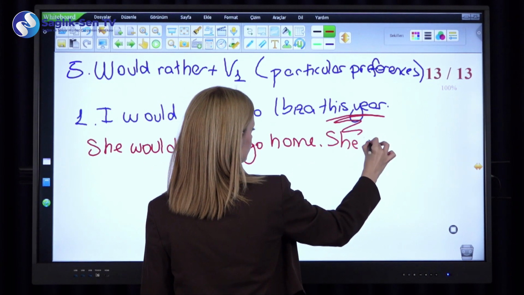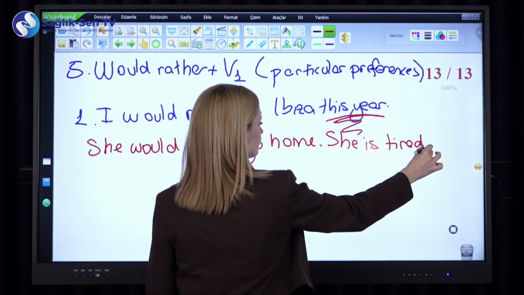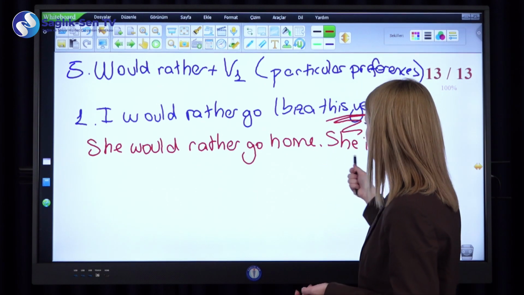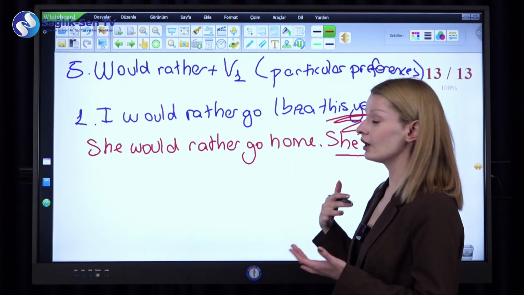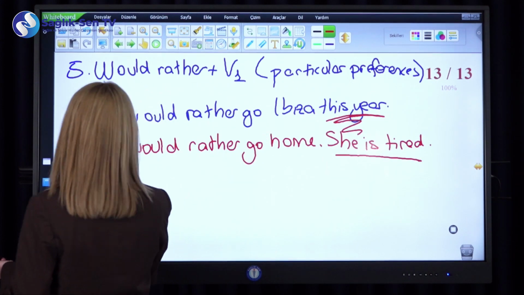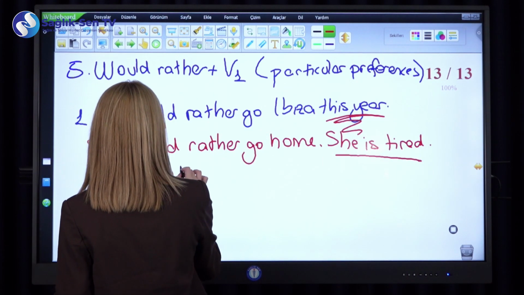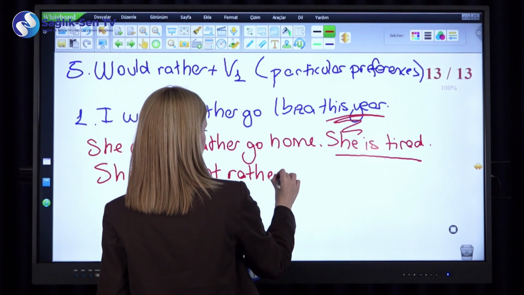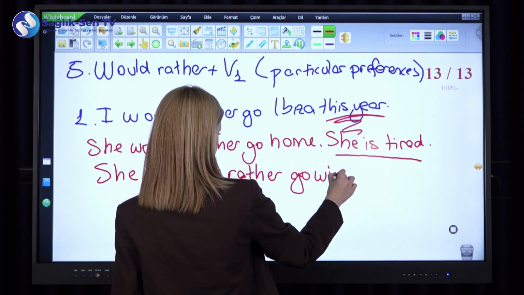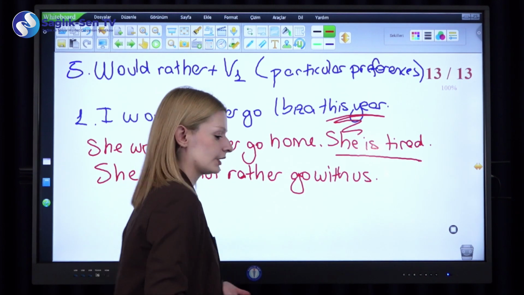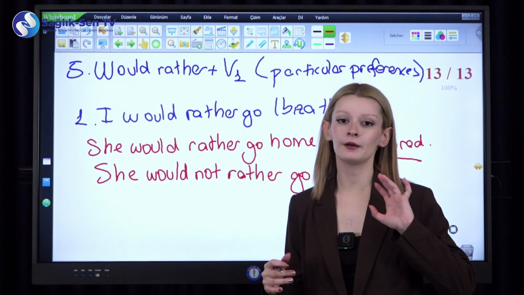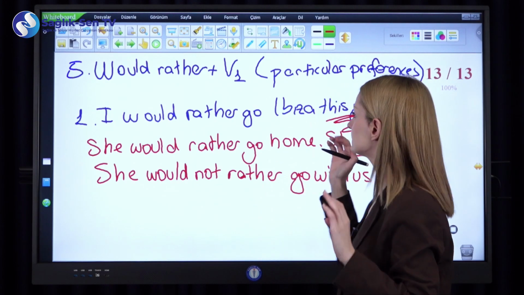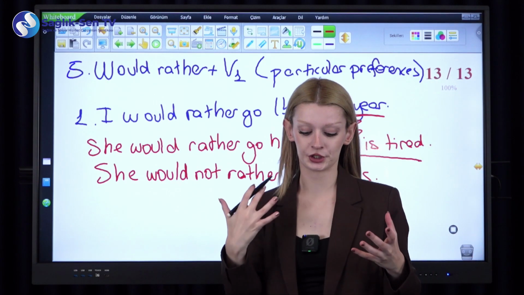She is tired. Again, we're talking about a specific situation. She's tired and she would rather go home. Or I could say, she would not rather go with us, for example. We're talking about an exception, not a general preference. It's just a particular situation preference.